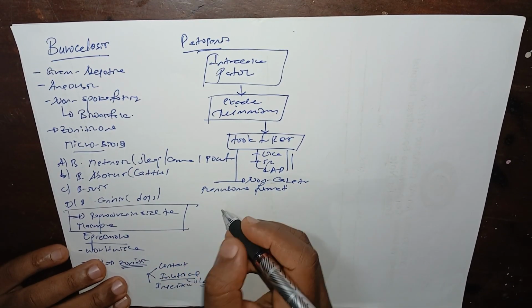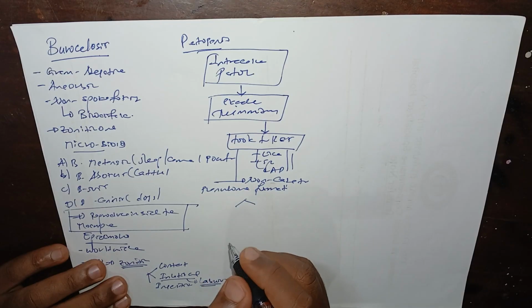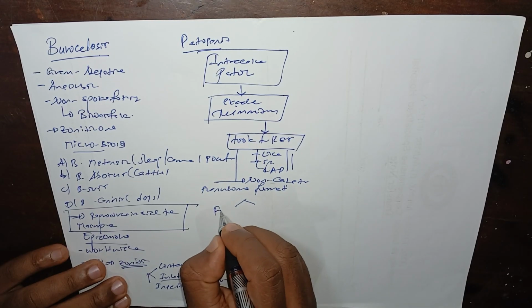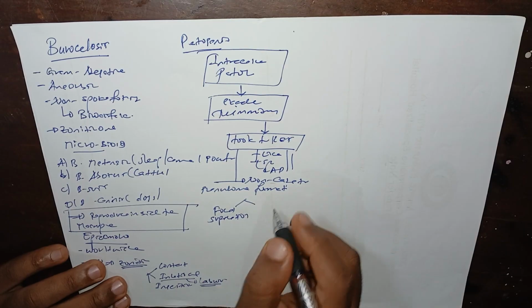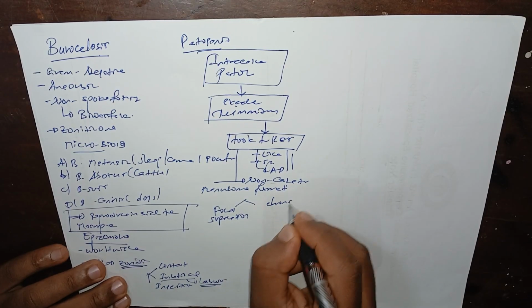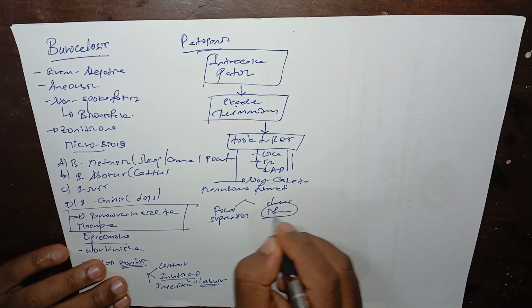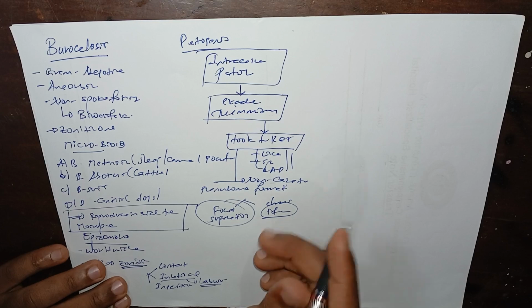And once infected, it can cause two things. The first one is focal suppuration, and there is chronic inflammation. These are the two things that happen after brucellosis infection.